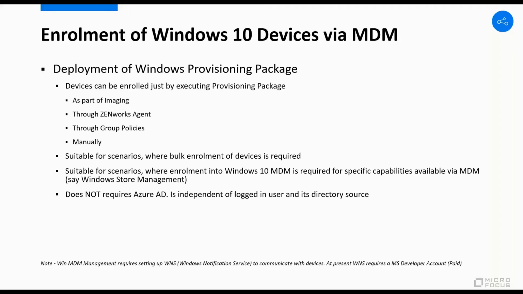With Zenworks 2020 itself, we brought in features where it was possible to enroll devices via MDM by the deployment of a Windows provisioning package. Essentially, this is a small package which can be built using the Windows Designer tool, and the devices can be enrolled just by executing this package. This package can be embedded as part of the imaging, or if the device is already enrolled with Zenworks Agent, you can put it in a bundle and just have it executed on the device. You can also push this package through a group policy, or in the worst case, you can always put it on a server and have your users download it and execute it.